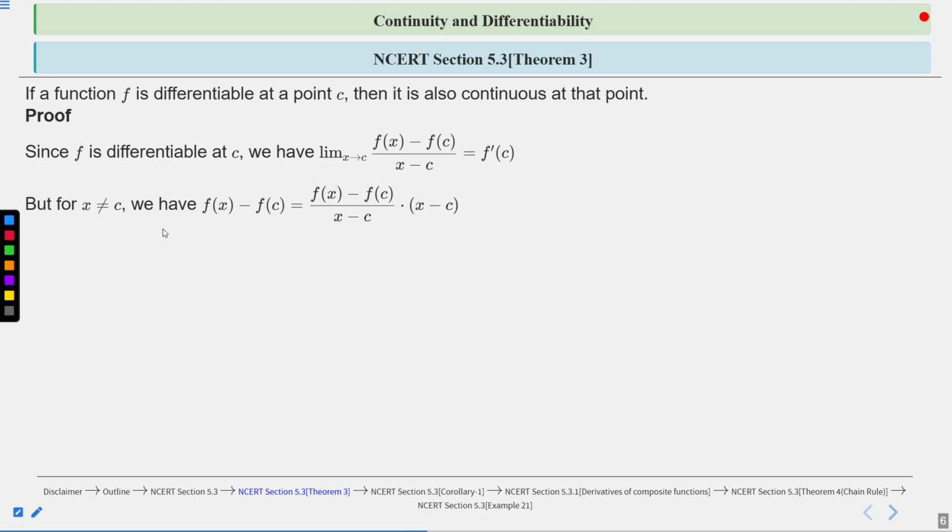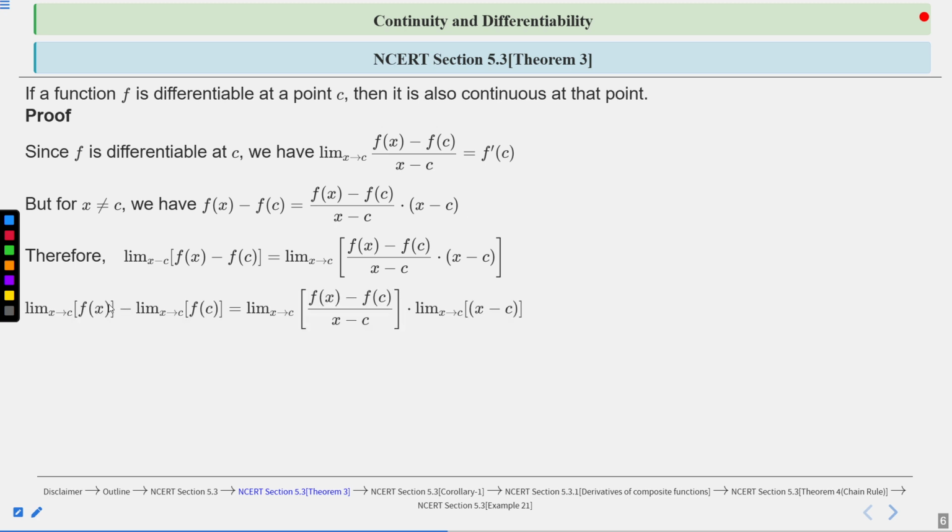But for x not equal to c, we can write f(x) minus f(c) as (f(x) minus f(c)) upon (x minus c) into (x minus c), right? Therefore, the limit as x tends to c of f(x) minus f(c) will be equal to the limit of (f(x) minus f(c)) upon (x minus c) into the limit of (x minus c). Got it?